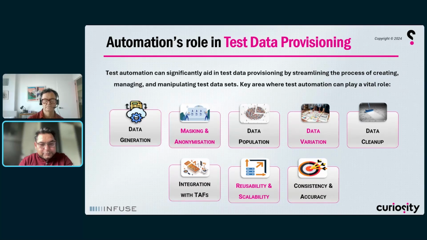Now, the last 3 points. The first is integration with the test automation framework. When we say test data generation or provisioning automation, it doesn't mean it should be a separate framework. It can be, but it can also be integrated into the test automation framework. Within the same framework, you will be generating and managing the test data, or doing the provisioning of the test data, and also passing those data internally to perform your actual testing.